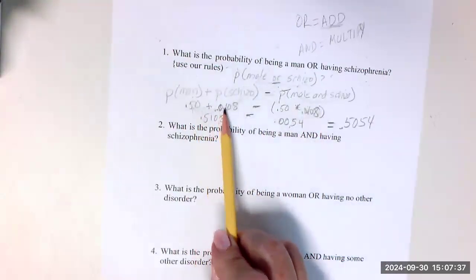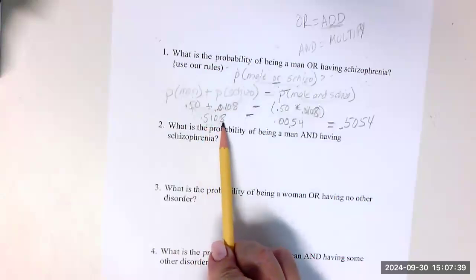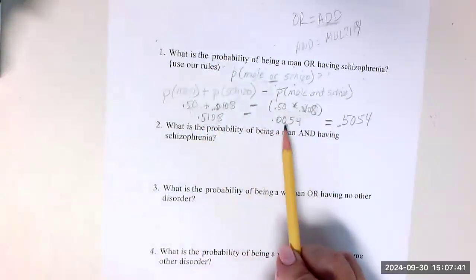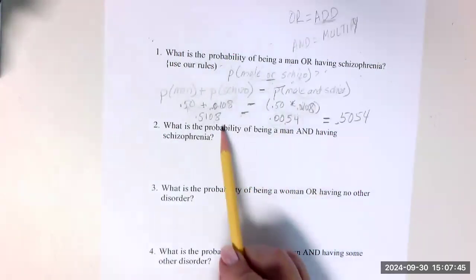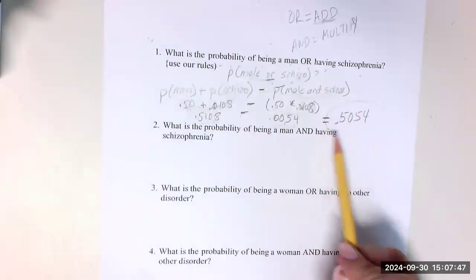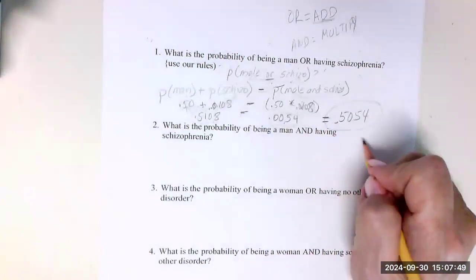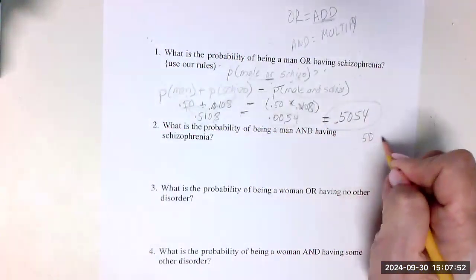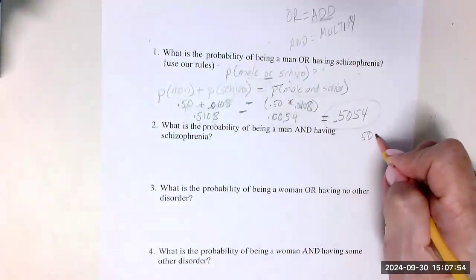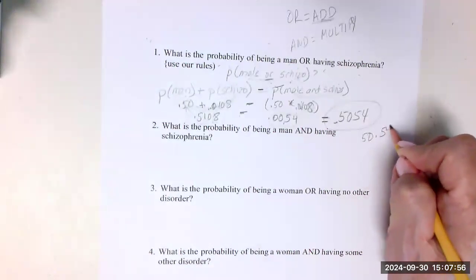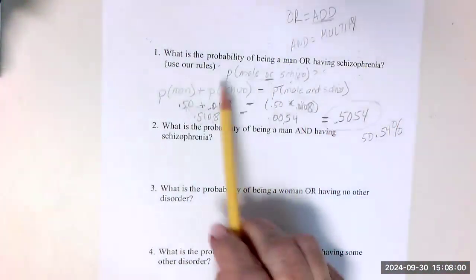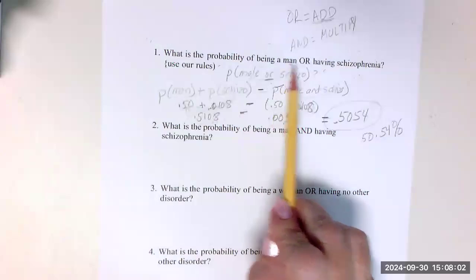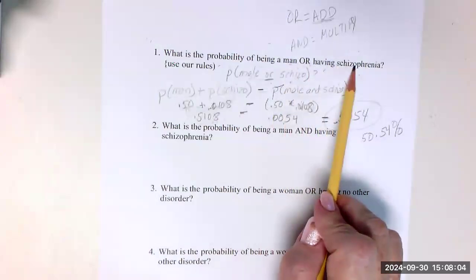So if we add these two together, we get 0.5108. If we multiply these, we get 0.0054. If we subtract this out of this, we end up with this. So if you put it back into percentages, you have a little more than a 50% chance. You have a 50.5% chance, right, of meeting this criteria of being male or having schizophrenia.